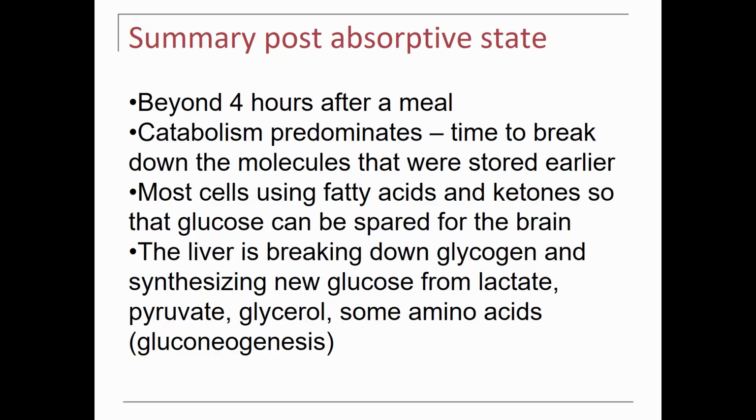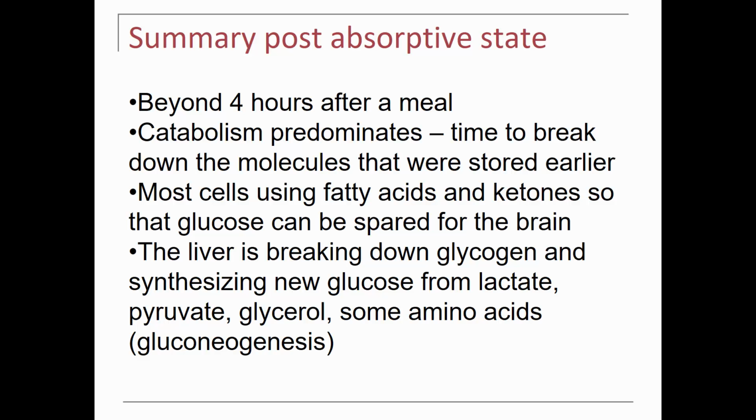Most cells of the body are going to use fatty acids and ketones. Remember, during the absorptive state, they were using glucose. But now they're going to switch their metabolism to that of fatty acids and ketones. And that way, glucose can be set aside for the brain. And that's what we mean by glucose sparing. Glucose is spared for the brain.